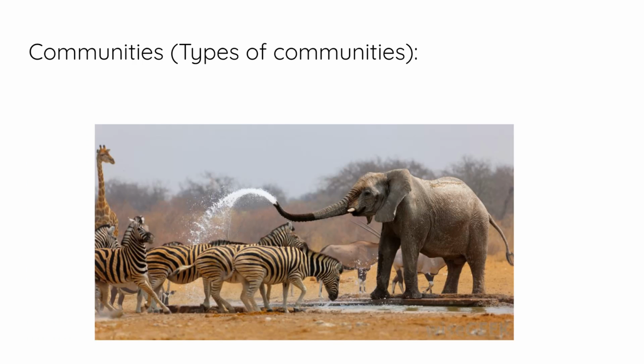Then we have the community itself, and a community is a population of 2 or more species, and this image here represents just that. We have zebras, we have a giraffe up here, we have an elephant, and we have gazelles behind the elephant. And this is a perfect representation of a community because there are 4 species.